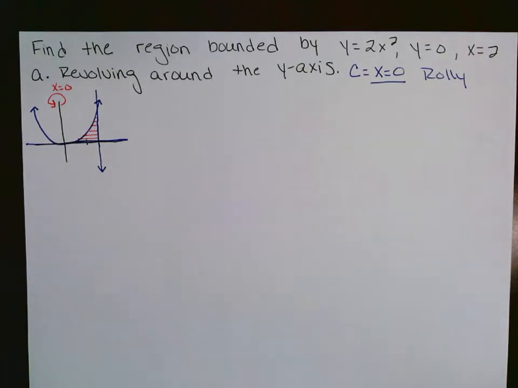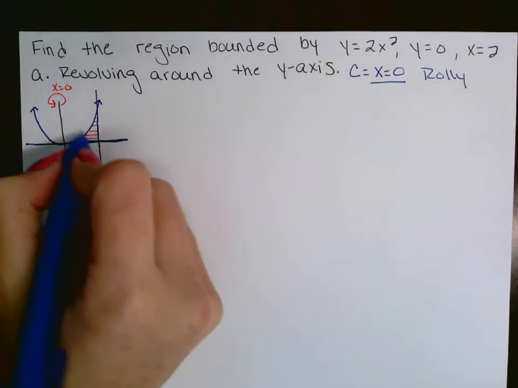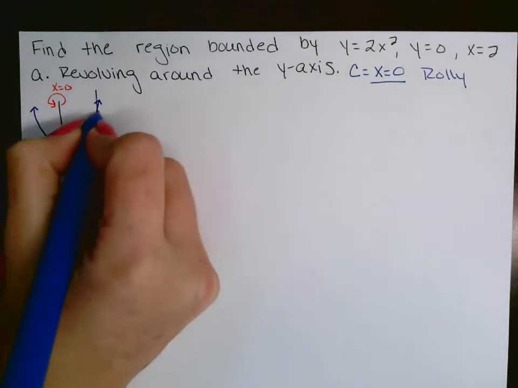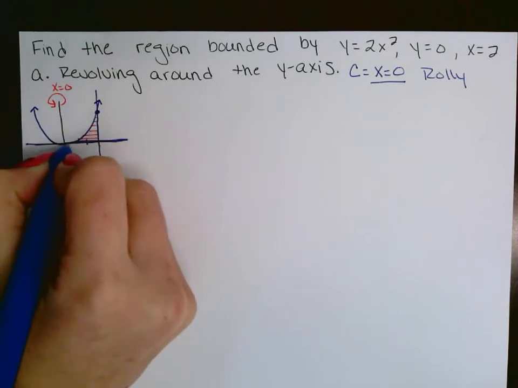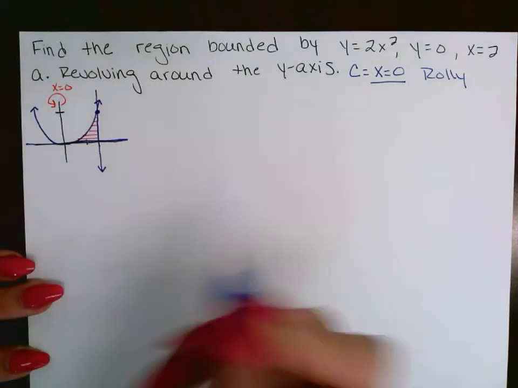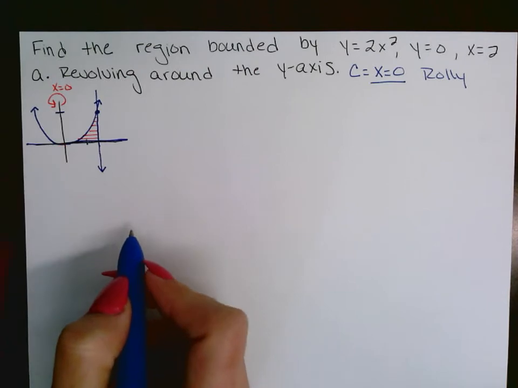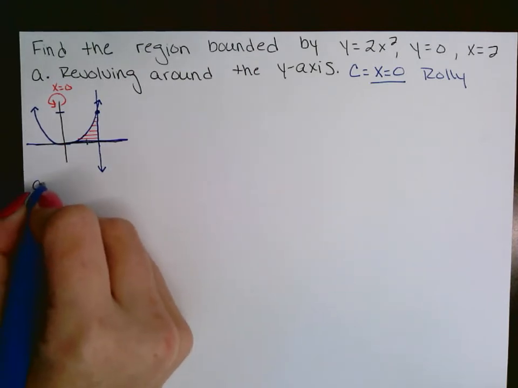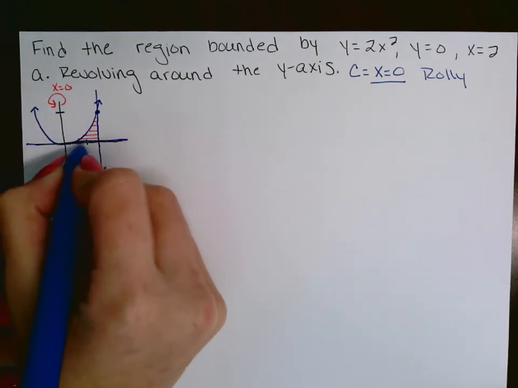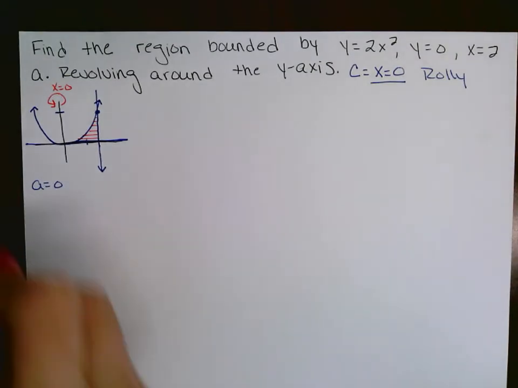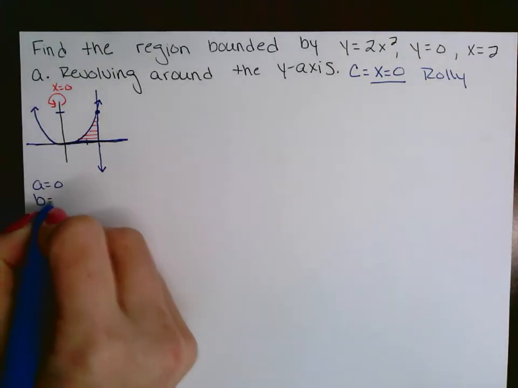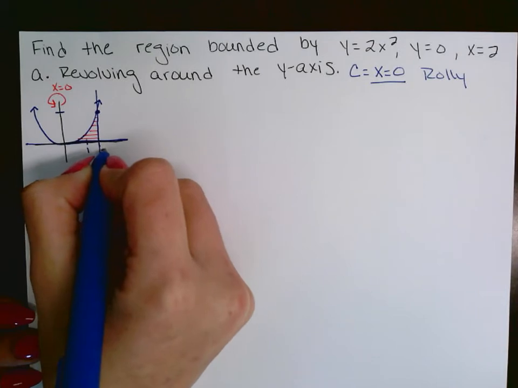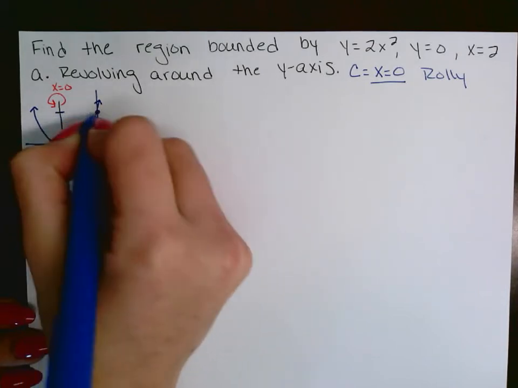All right, so if you're good with the graph, our next step is going to be to find A and B. So we said when it's a Rolly, my A and my B have to be Y values. Can you guys tell what my A is going to be? Right, my A is going to be 0 because it closes off at the x-axis. And now my B, I know that this is 1 and this is 2. I need to find out what this Y value is.